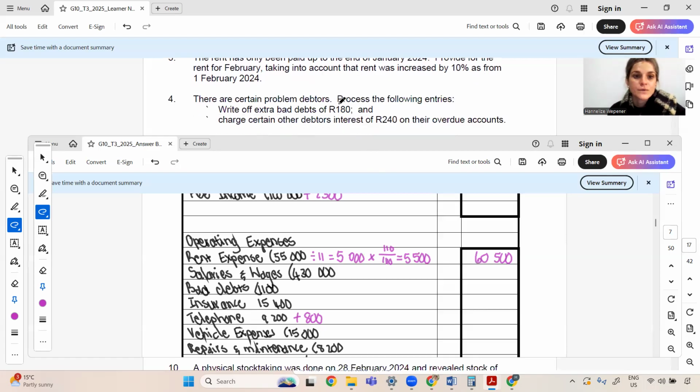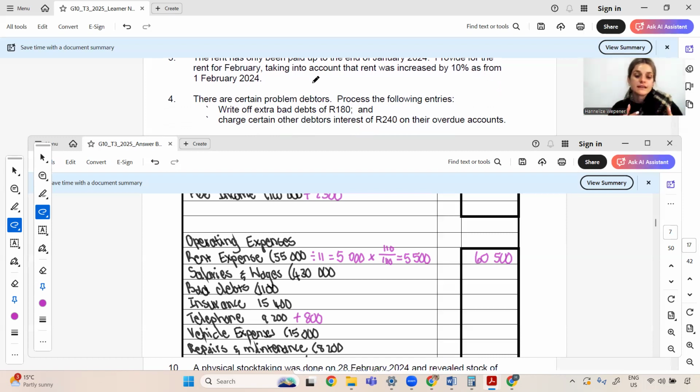Okay, right. There are certain problems with your debtors. Okay, so debtors, those are current assets, and current assets are seen in our SFP, not our SACCI.